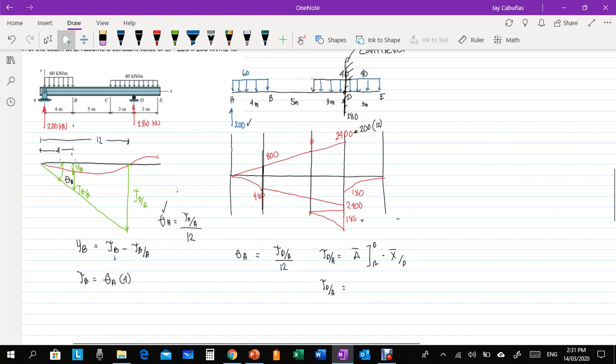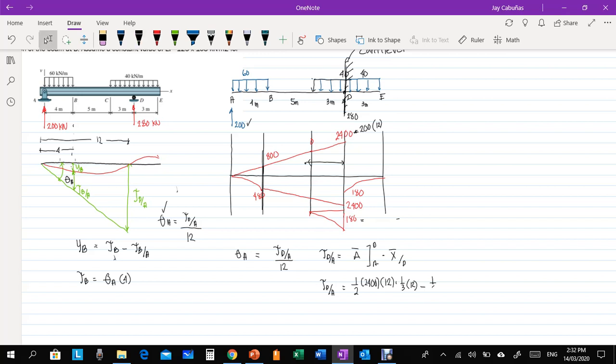That is, start with the triangle. That is 1/2 times 2,400, the area, times the base which is 12, if I'm not mistaken, 5 plus 4 plus 3, times the centroid from D. That is 1/3 of 12. Correct? Next, we have the negative areas, the others.